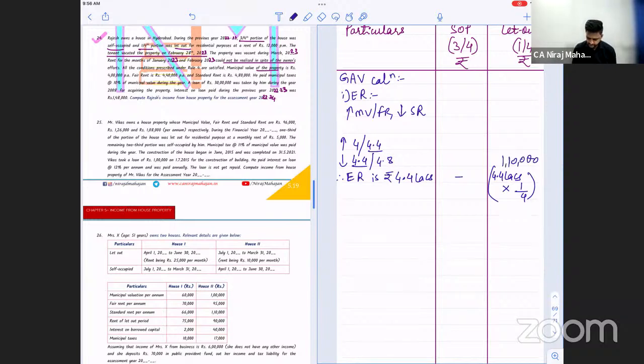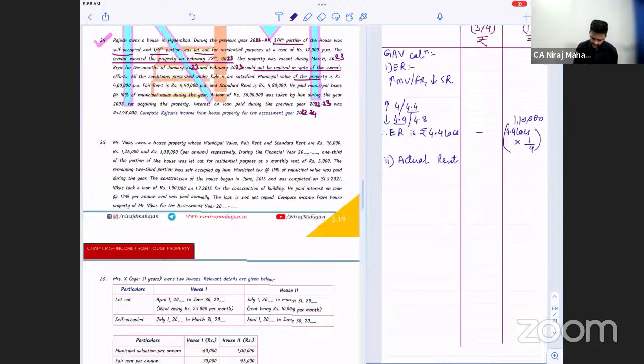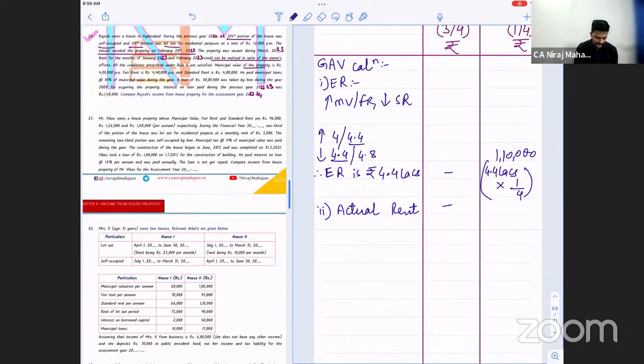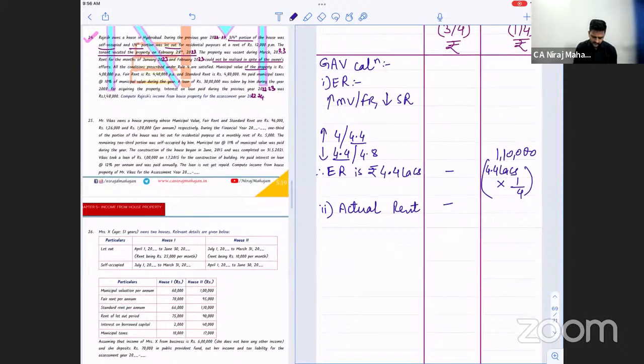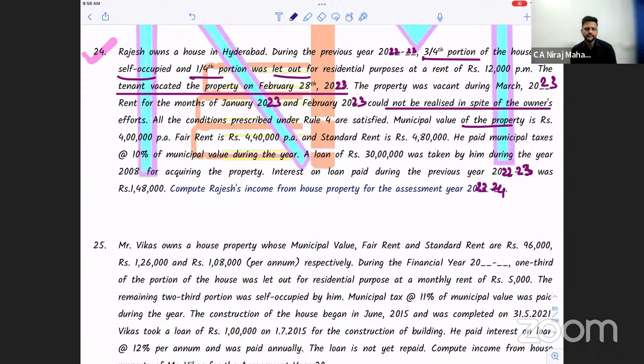Nitin, why didn't you apportion? Second, actual rent, received or receivable. Now check what we have here. Obviously, we don't have any case of self-occupied over here. He has given it on rent for 12,000. We'll take it for the entire property. Now, did you realize you have both the cases? You have vacancy loss of 1 month and you have unrealized rent of 2 months.